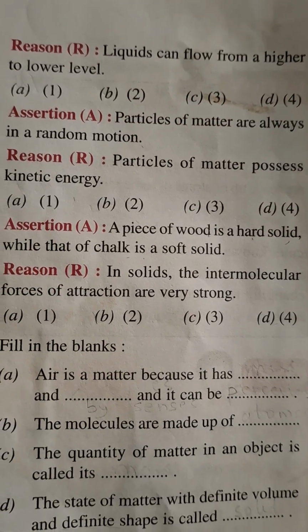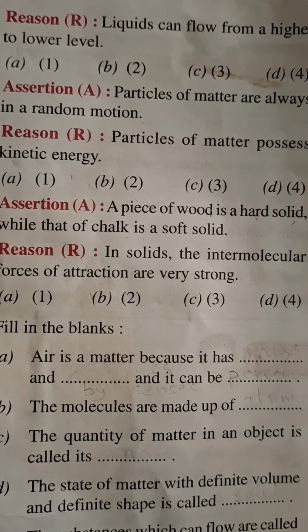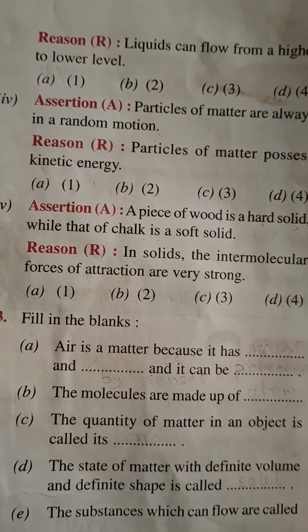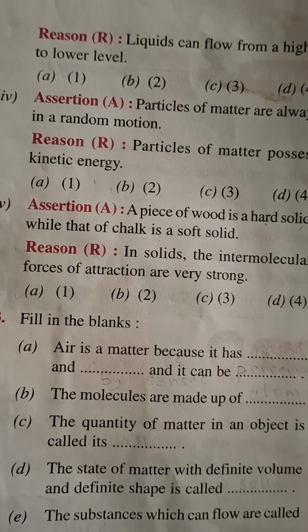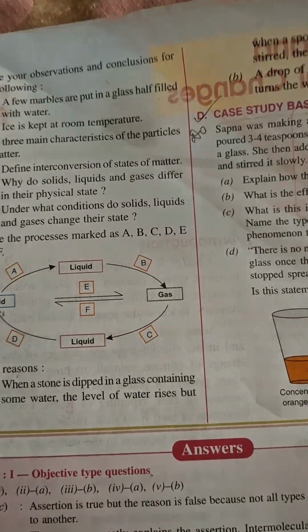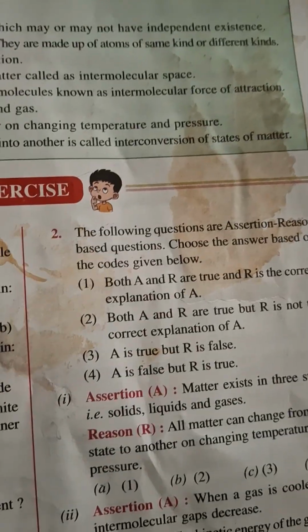Now, number 5. Assertion says a piece of wood is a hard solid while that of chalk is a soft solid. Reason says in solids the intermolecular forces of attraction are very strong. Now tell me which of the options is true. Fast, think and tell me which of these options is true here.